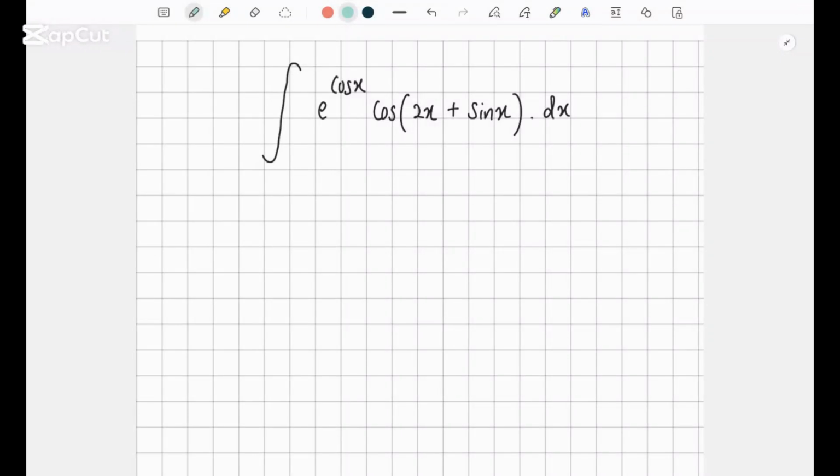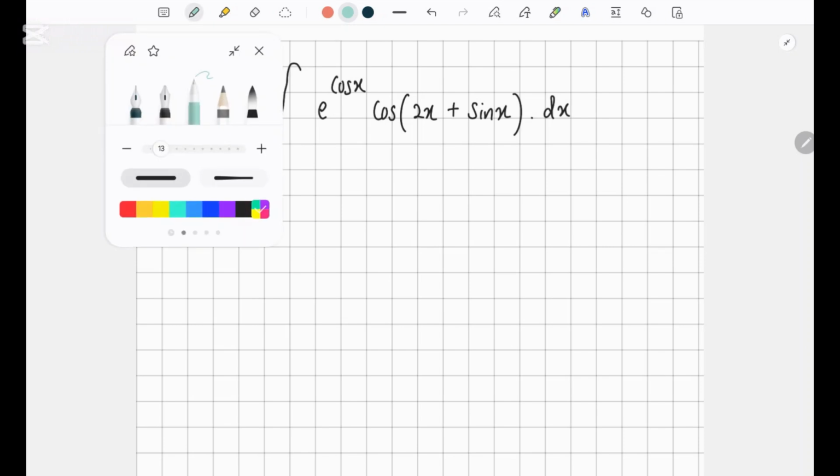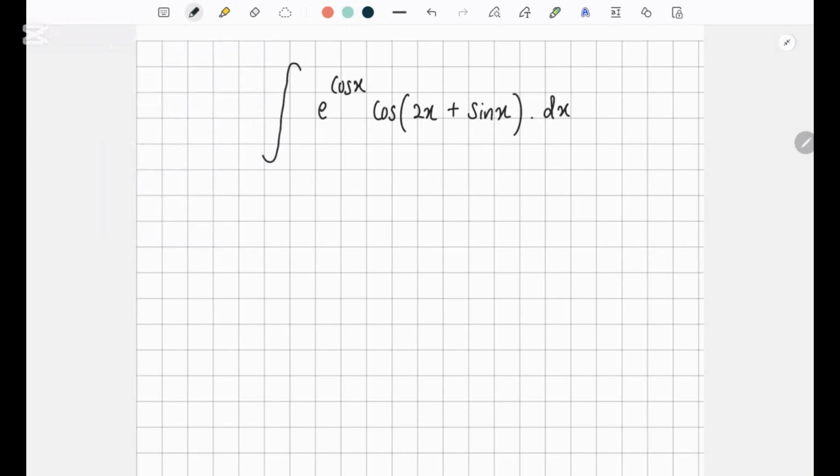Hi everyone, I'm going to show you guys how to integrate this MIT question. So we have e to the power cos x into cos 2x plus sin x in brackets. Right? So before going any further, you need to know that e to the power i theta equals cos theta plus i sin theta.